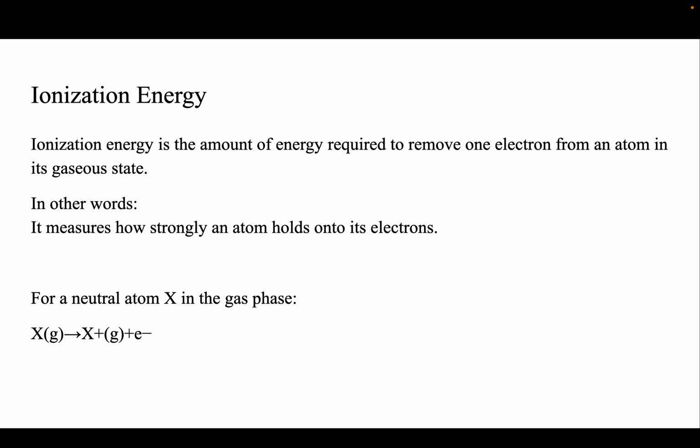Ionization energy. It's the amount of energy required to remove one electron from an atom in a gaseous state. In other words, it measures how strongly an atom holds onto its electrons. For a neutral atom, let's call it X, in the gas phase, this is how we're going to write the ionization energy. This was probably one of the harder things we learned in class.